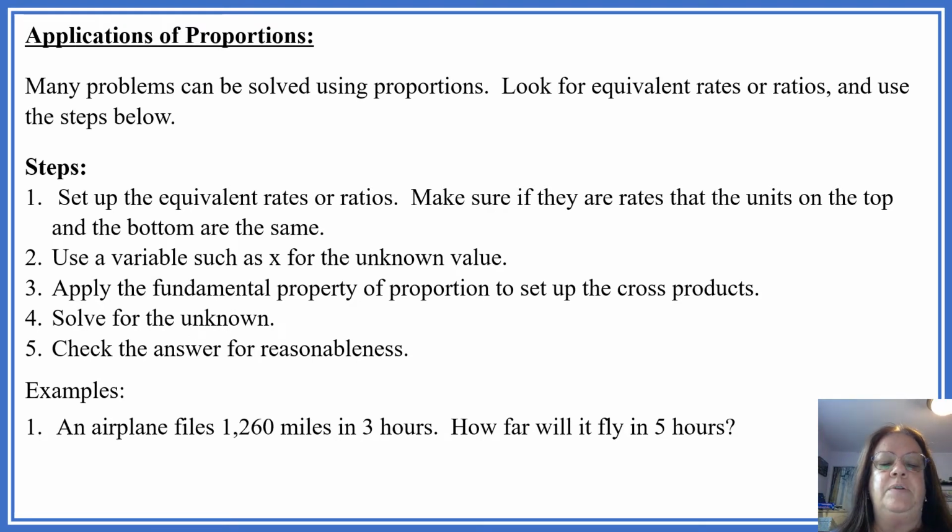You set up the equivalent rates or ratios, making sure that the units on the top and the bottom are the same. Right? That's how we know they're ratios. Use a variable such as x for the unknown value. Apply the fundamental property of proportions. Remember, that's basically using the cross products. Solve for the unknown, and then check the answer for reasonableness.